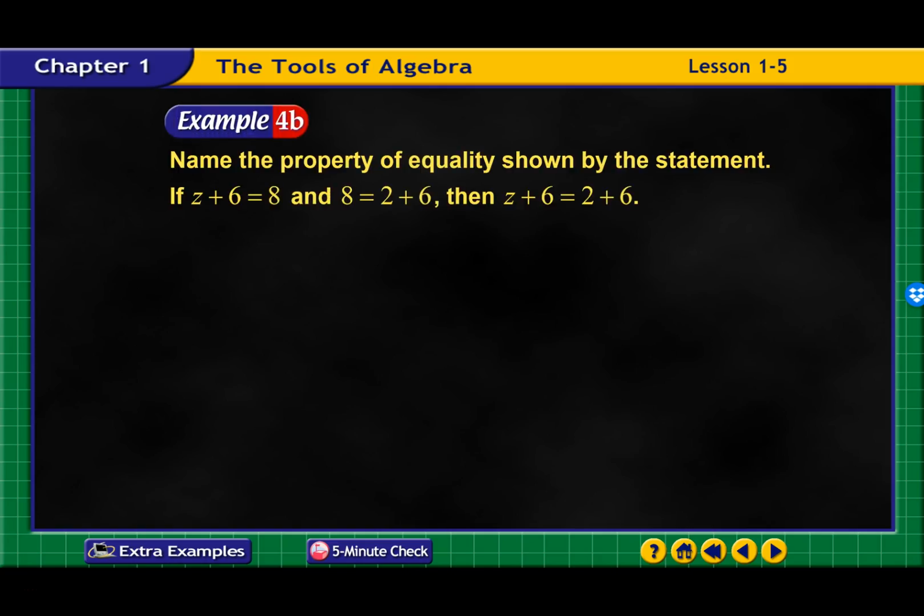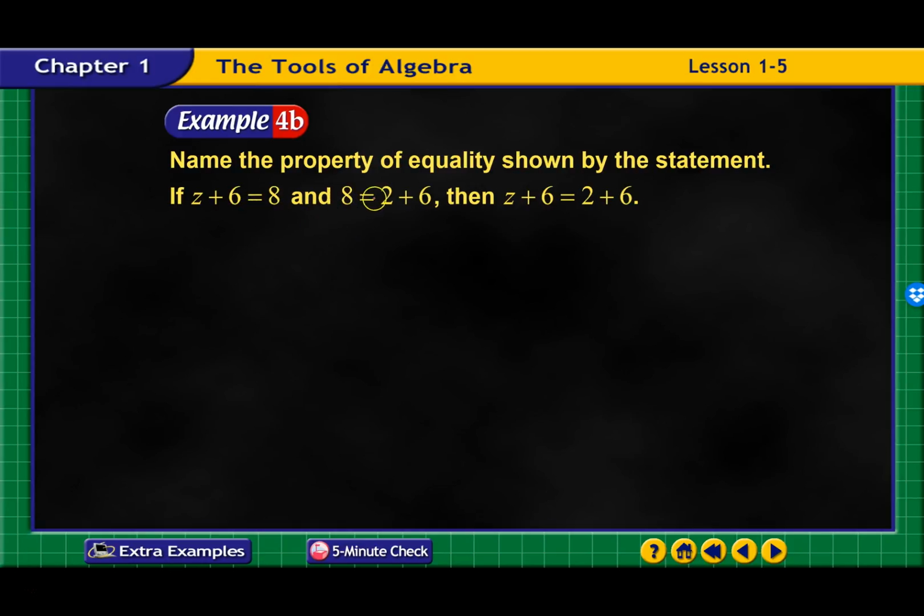All right, so let's use these properties in a statement here. Name the property of equality that is shown by the statement. So z plus 6 equals 8, 8 equals 2 plus 6, then z plus 6 equals 2 plus 6.